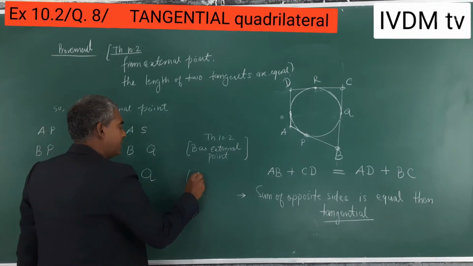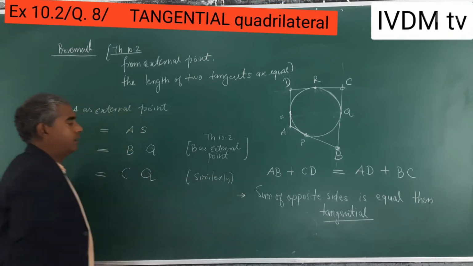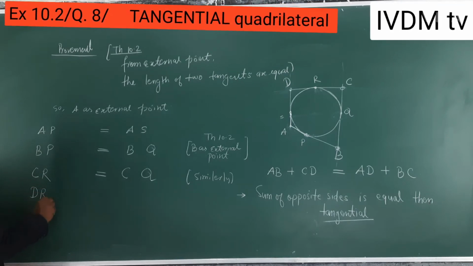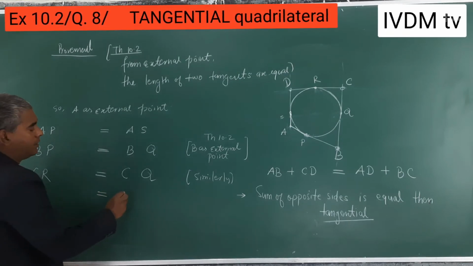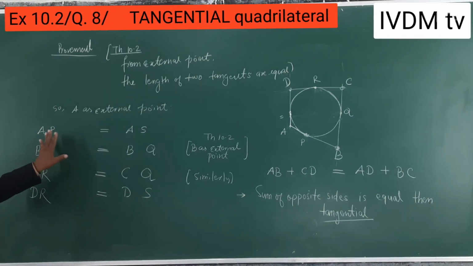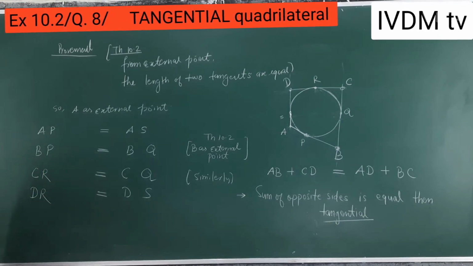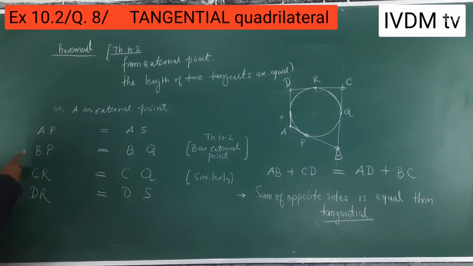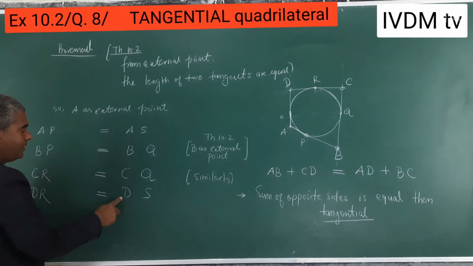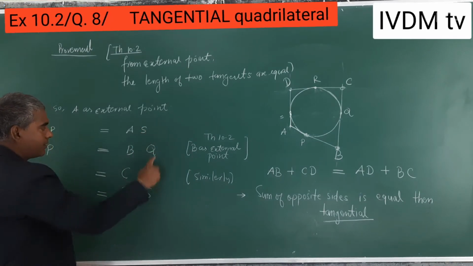You may write similarly everywhere. Similarly, CR, then DR is equal to DS. So you have four equations, four external points. Then what will you do? Add them all. You know what I have done here? A, B, C, D. A, B, C, D. Then P, P, R, R. And here S, S, Q, Q.